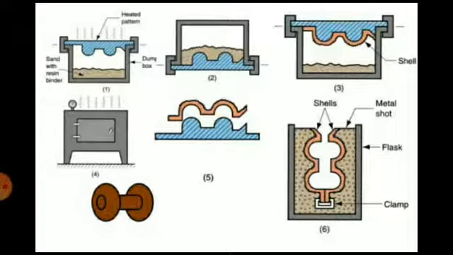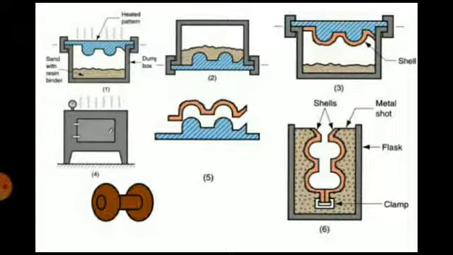So step number 3, shell form over a pattern. Now you can see in diagram 3, the pattern, or the dump box, is then again reversed. So it is turned over to allow unbonded sand to be removed. The shell is formed on a pattern.